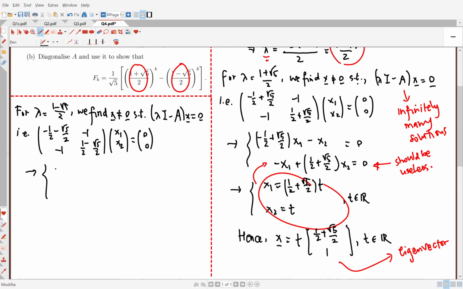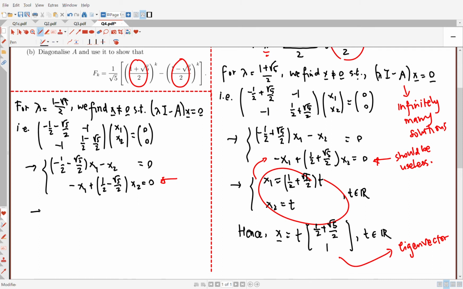This gives me minus half minus square root 5 over 2 times x1 minus x2, and minus x1 plus half minus square root 5 over 2 times x2, equal to 0. Okay, we make use of the same trick. We ignore one of these, and I will use the second one, just because this number appears here.